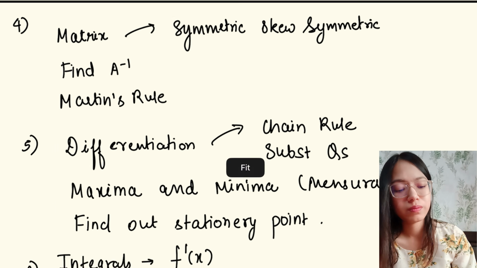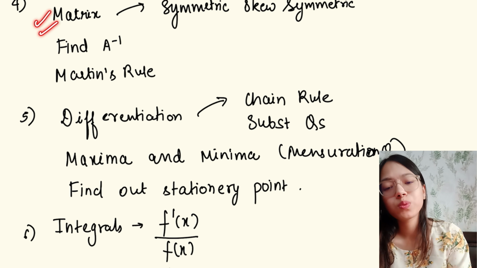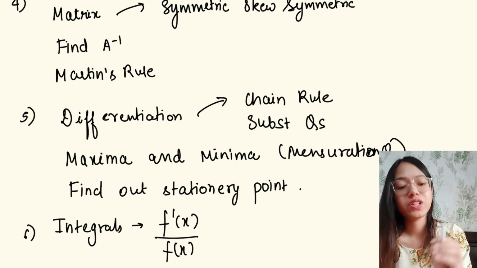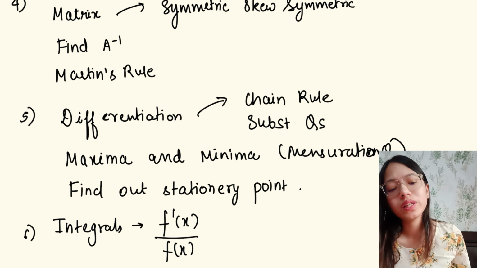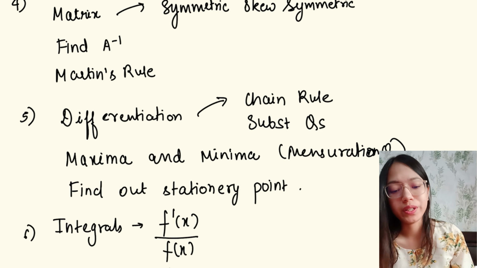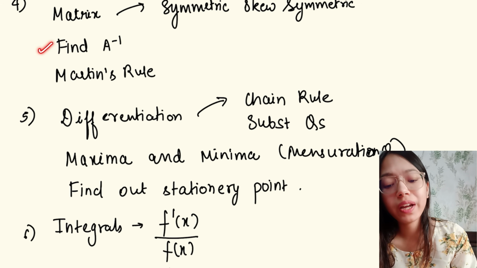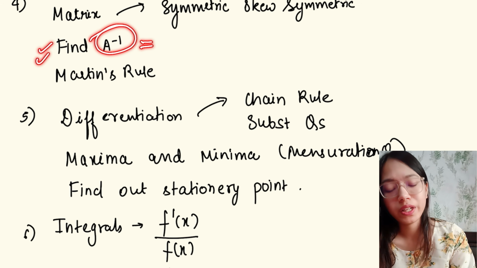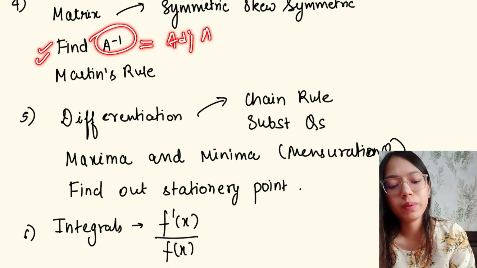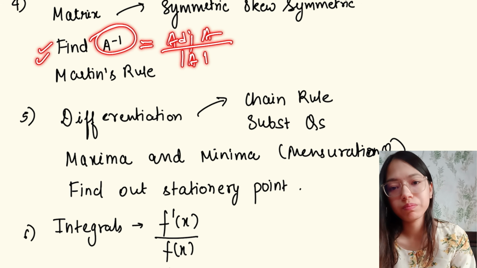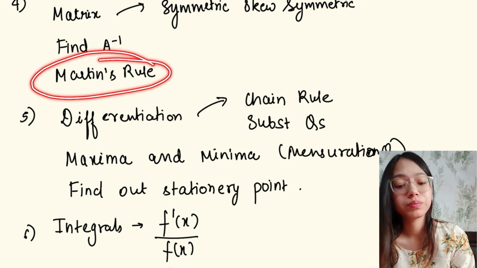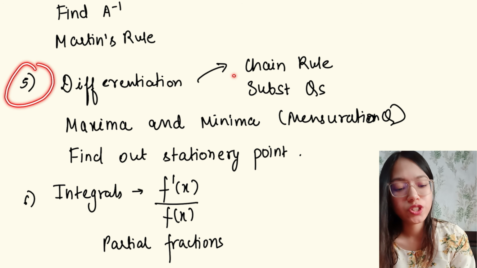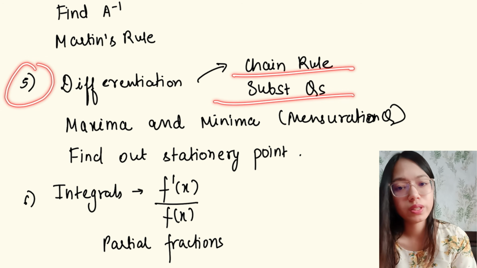Then next is matrix. In this, prove that A is the sum of symmetric and skew symmetric. I have covered all these important questions in my ebook already. Find A inverse. You very well know this is adjoint of A divided by determinant of A, right? Then Martin's rule. For differentiation, chain rule, substitution questions, all these will be asked.